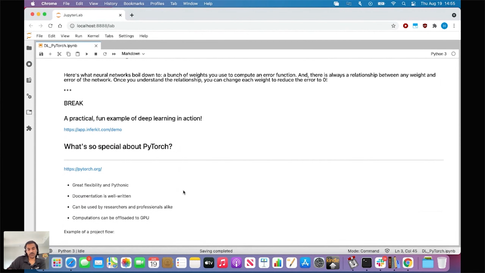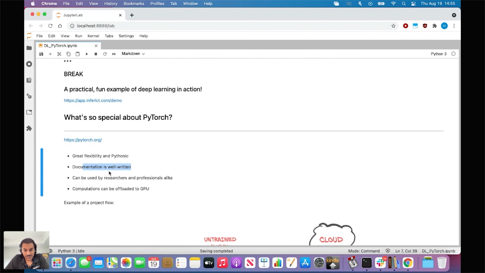So what's so special about PyTorch, right? So, typical stuff. It's very easy to work in. Documentation is amazing. Take a look at this link. Go to the documentation. It's very, very nice to read. And I don't say that a lot because I don't like reading. Anyway, it's very good to read.